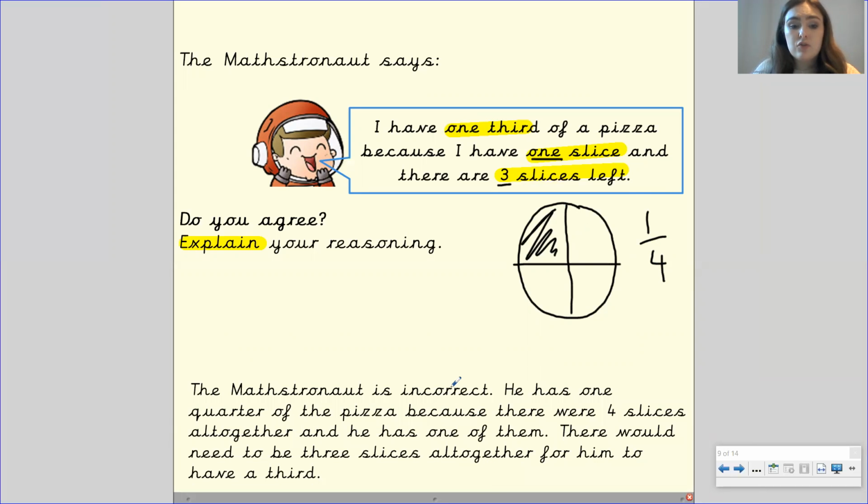So the mathstronaut is incorrect because he has had 1/4 of the pizza because there are 4 slices altogether and he has had one of them. There would need to be 3 slices altogether for him to have had a third, but there were 4 slices. And we know this because he has said he had one slice and that there were 3 slices left. 3 add 1 gives us 4. So therefore, he has split his pizza into quarters.